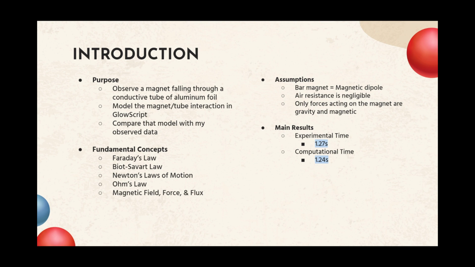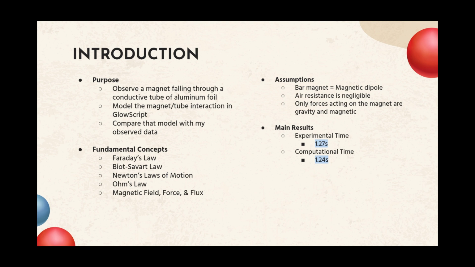Some assumptions we made today were that a bar magnet acts as a magnetic dipole, air resistance is negligible, and the only forces acting on the magnet are gravity and magnetic force in the plus or minus y direction. The main results of our lab are that my experimental time was about 1.27 seconds, and our computational time was 1.24 seconds. This timed the number of seconds it took for the magnet to fall through the length of the tube.